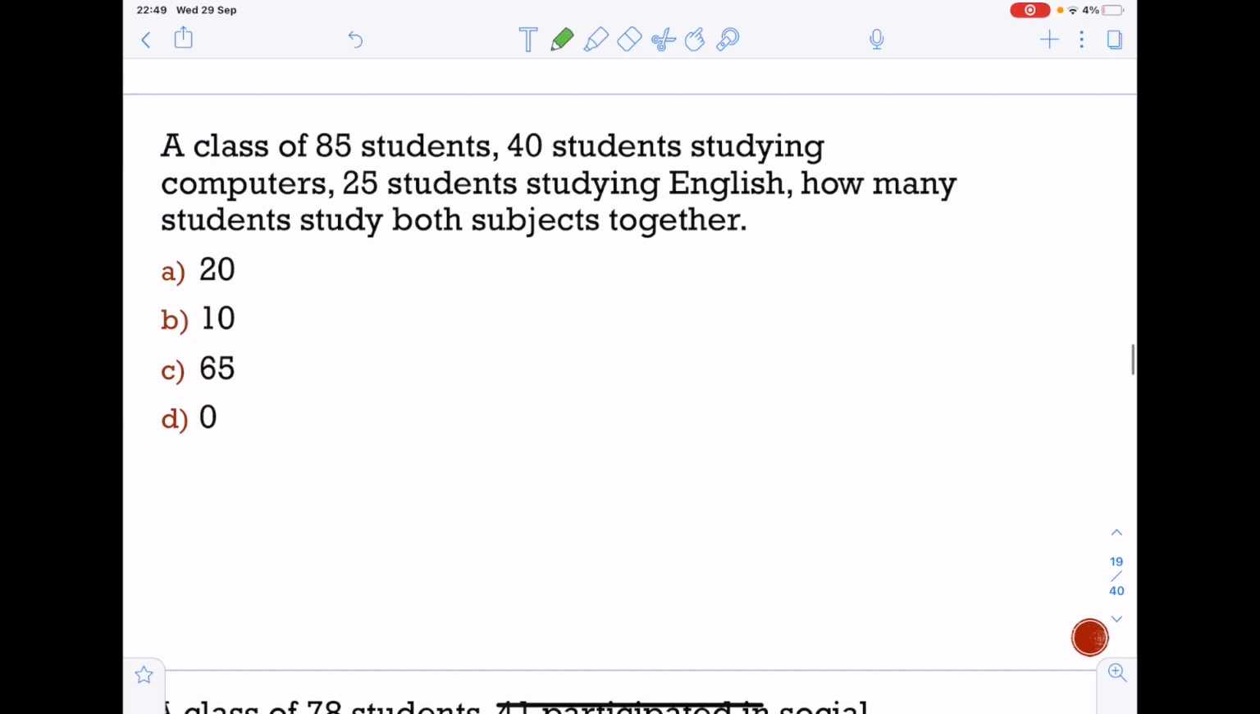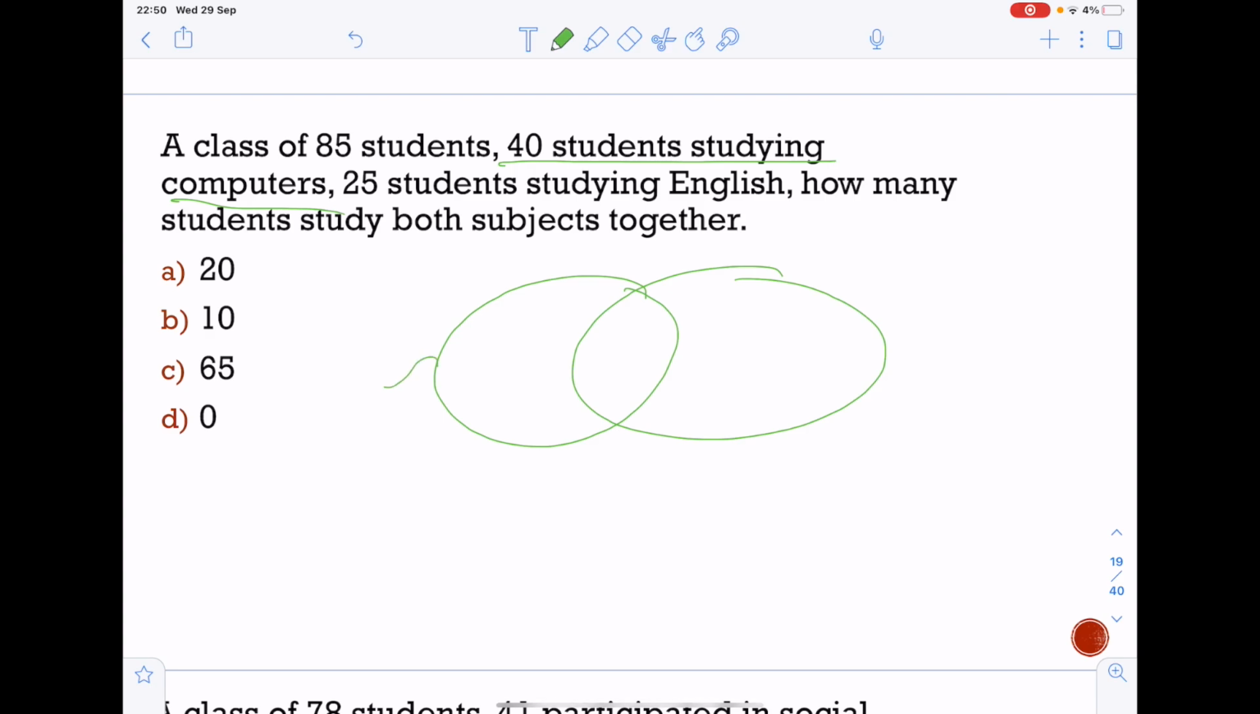Let's see, for example, here: a class of 85 students, and 40 students study computers, 25 students study English. How many students study both subjects together? So if we write these situations in a Venn diagram, we would write something like that. This is for computer, where we have 40 students, and this is for the English class, where we have 25 students.